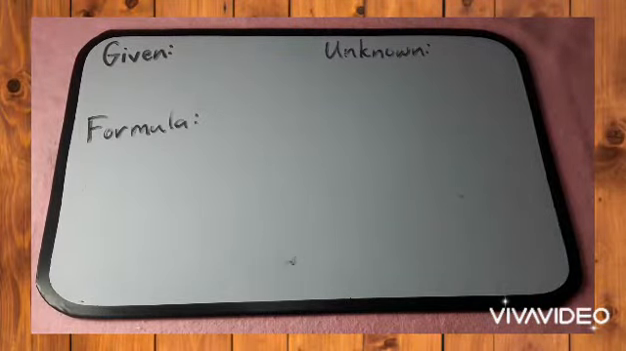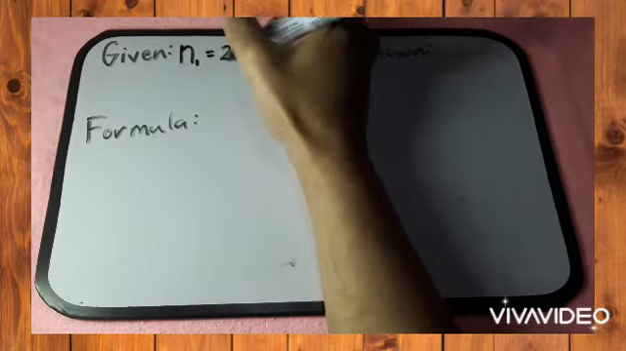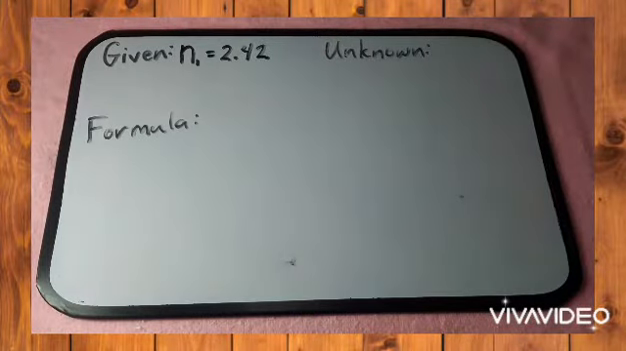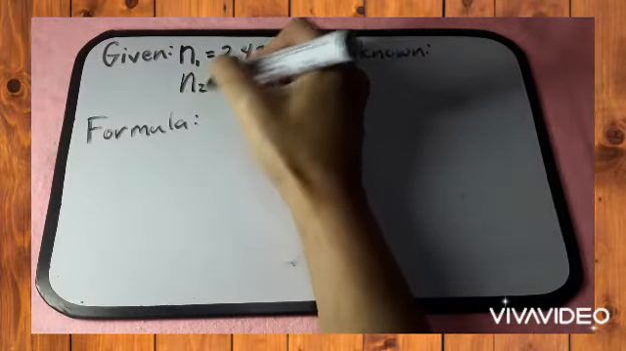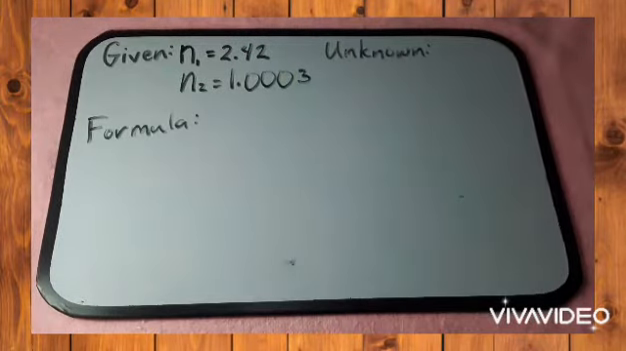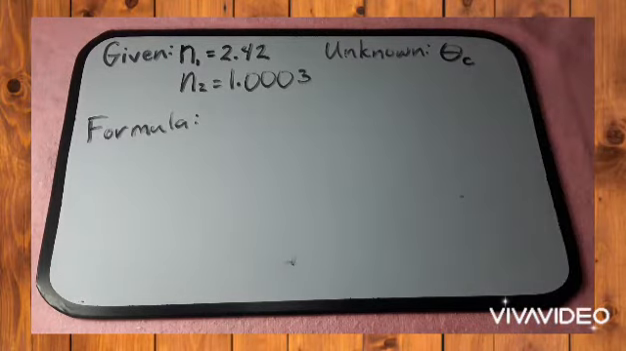So the index of refraction of a diamond is 2.42 and the index of refraction of air is 1.0003. For our unknown, we need to solve for the critical angle.